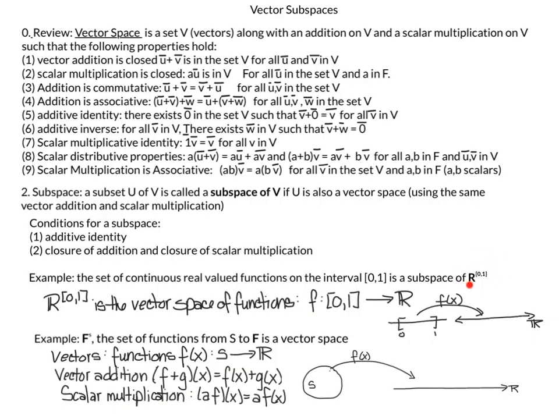Looking now at this R^[0,1], R^[0,1] is the vector space of functions where the functions f go from the interval [0,1] to the real number line. And the picture is going to look like this. f(x) maps things from this closed interval 0 to 1 to the real number line. And one thing to remember is this vector space is the set of all functions, so there are infinitely many ways of mapping this interval to the real number line.